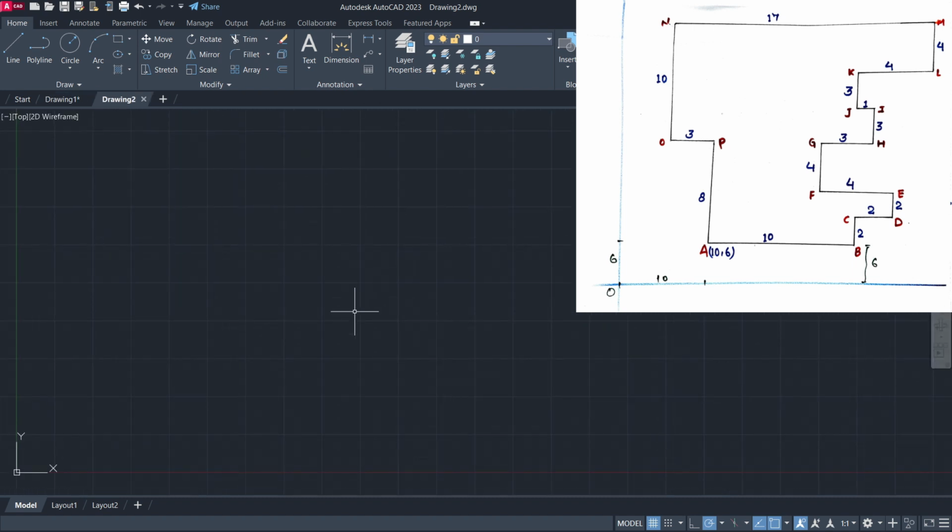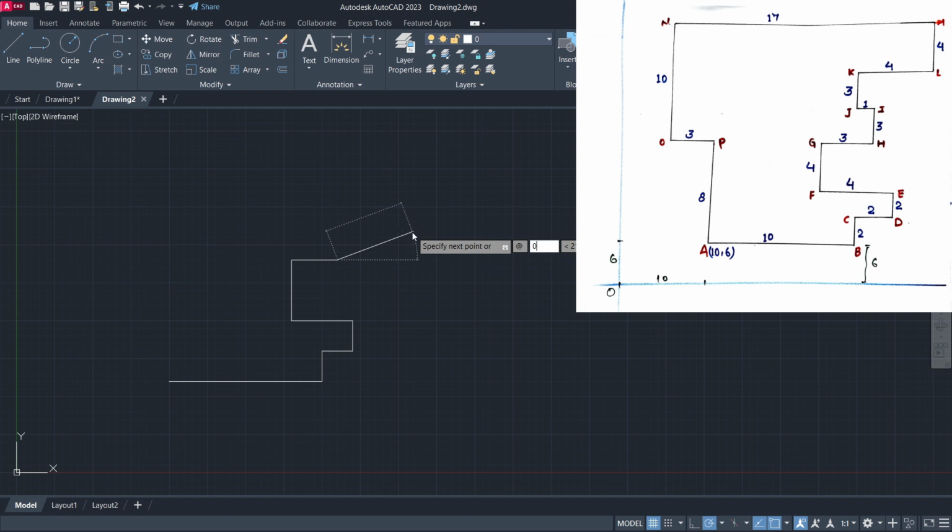And for the relative coordinate system, we will go to L, enter, that is the line command, then 10 comma 6, this is the first point, and then for the second point @10 comma 0, again @0 comma 2, @2 comma 0, @0 comma 2, @minus 4 comma 0, again @0 comma 4, again @3 comma 0.